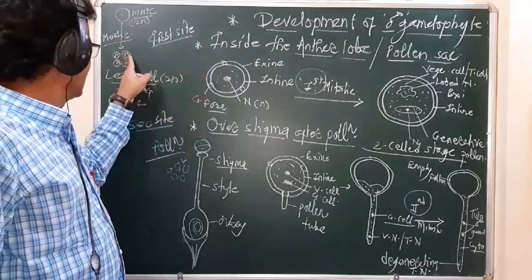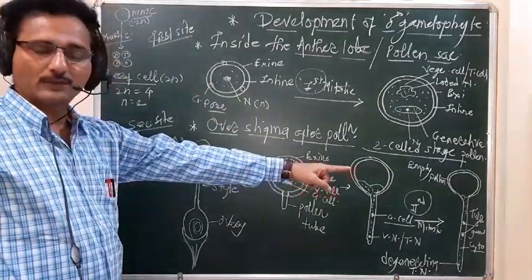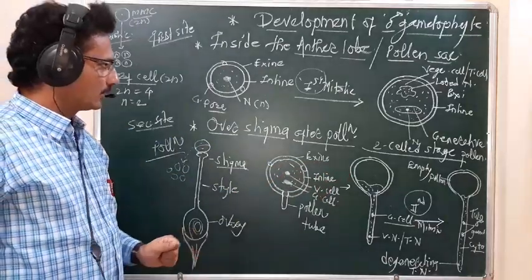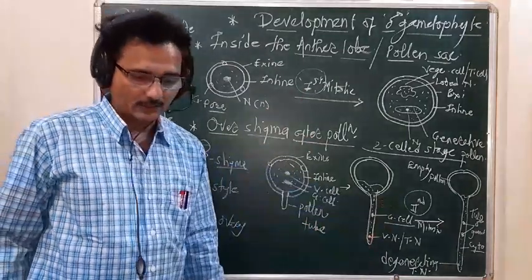And from this single pollen, up to the formation of the entire male gametophyte, the 2 mitotic divisions are required. Means this first and this is the second mitotic division.